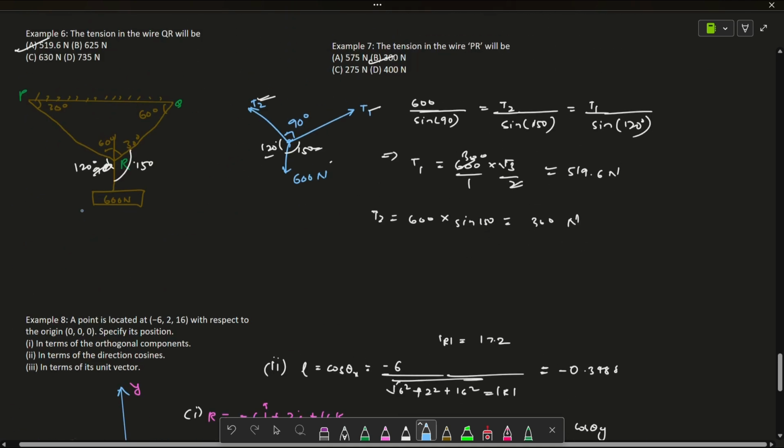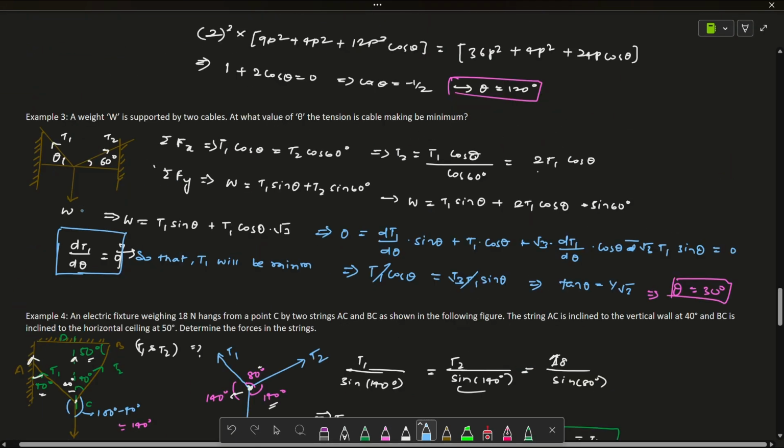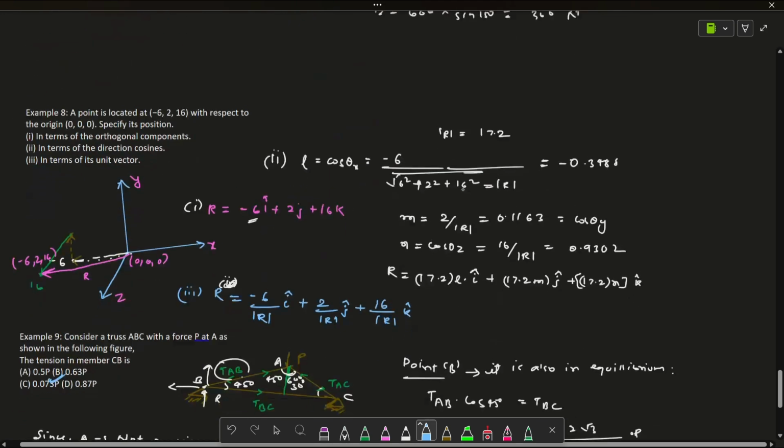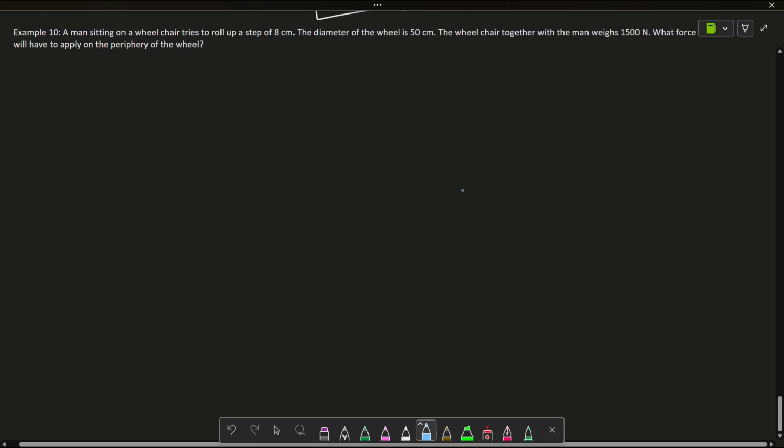We did the same question earlier also. Let me show you where I did. This question we did the same thing, right? We calculated T1 and replaced it here, and we got the value by differentiating here. Here no differentiation is needed, so that's the only difference between these questions, but the overall concept remains the same.